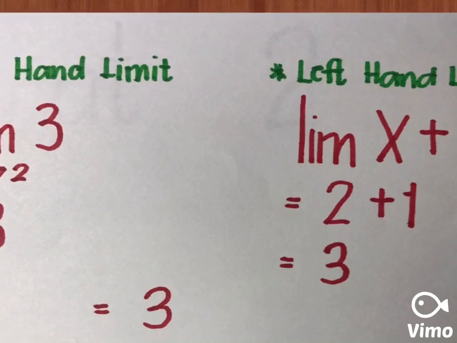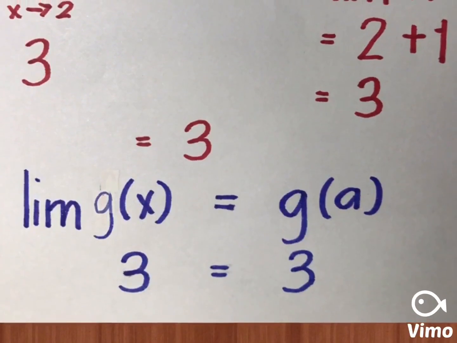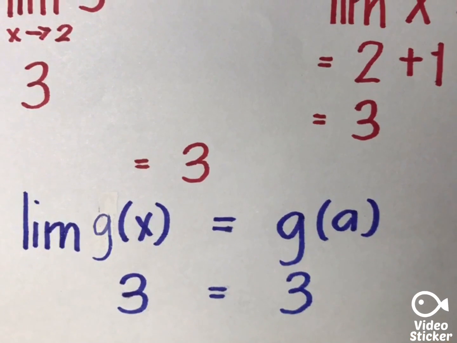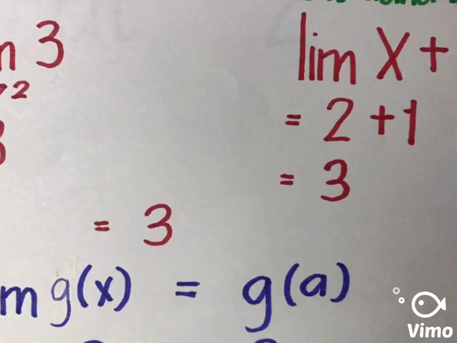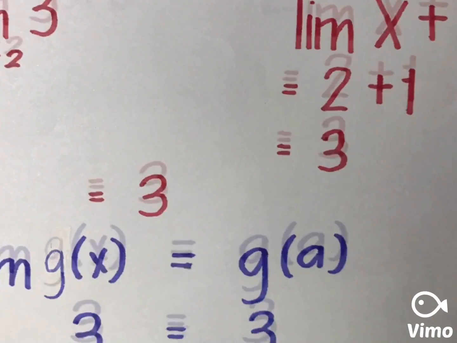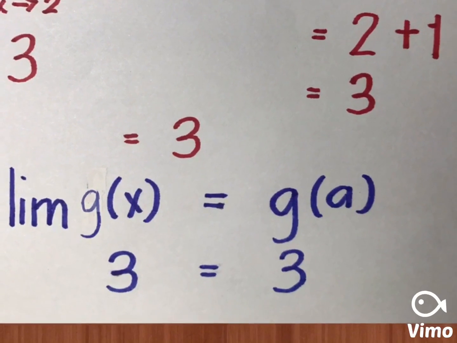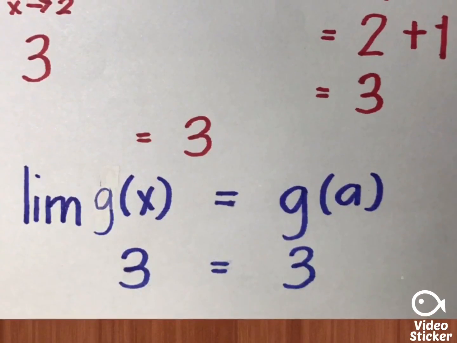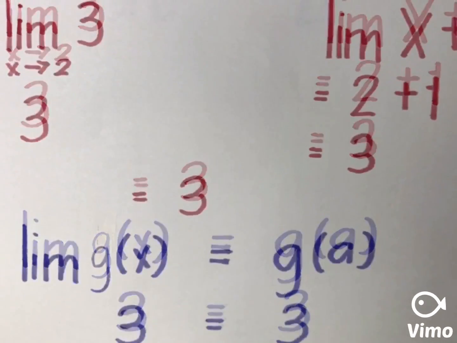First, you will get the right-hand limit. The limit of 3 as x approaches 2 is equal to 3. And the left-hand limit, which is the limit of x plus 1 as x approaches 2, you will substitute 2 for x. 2 plus 1 is equal to 3. Therefore, the limit of g of x as x approaches 2 exists and it is 3.